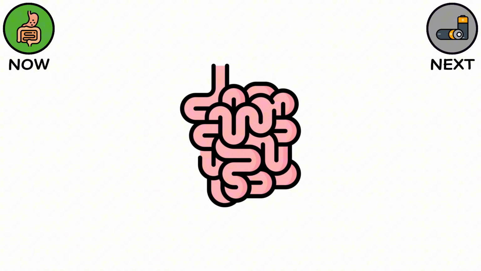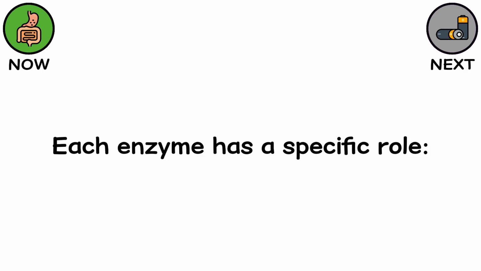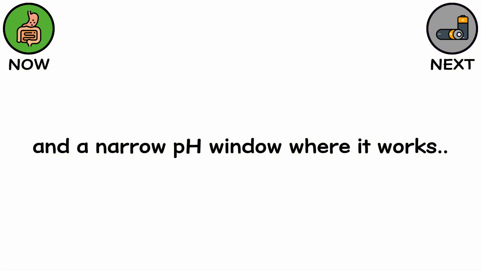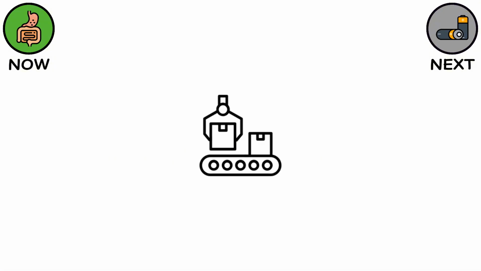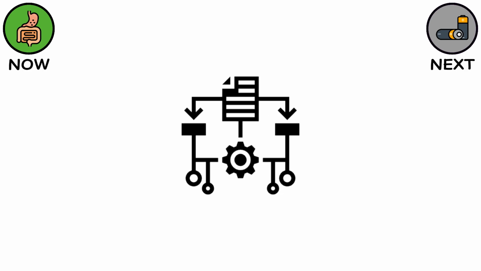In the small intestine, bile emulsifies fats, and enzymes like lipase, maltase, and trypsin finish the job. Each enzyme has a specific role and a narrow pH window where it works. The whole system is like a factory line, where every reaction depends on the one before it. And it's all orchestrated by chemical messengers like hormones and neurotransmitters.